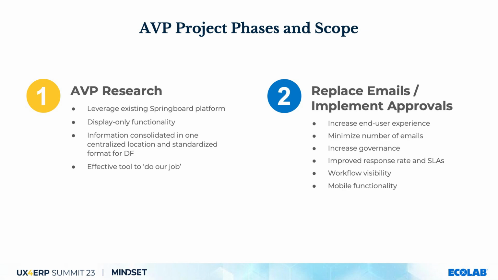And then the second piece was what I was speaking about, that we needed to replace the emails and implement some type of standardization for these approvals. It's just improving workflow, giving us visibility to metrics. We had no visibility to how many emails were being sent, what the success rate was, what the turnaround time was. There was no visibility. It was completely manual. And so we broke the project into those two phases and scope.